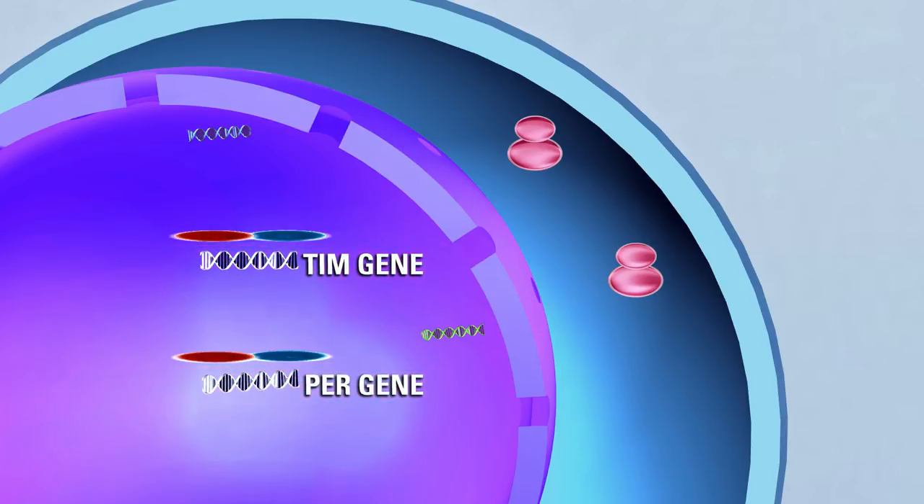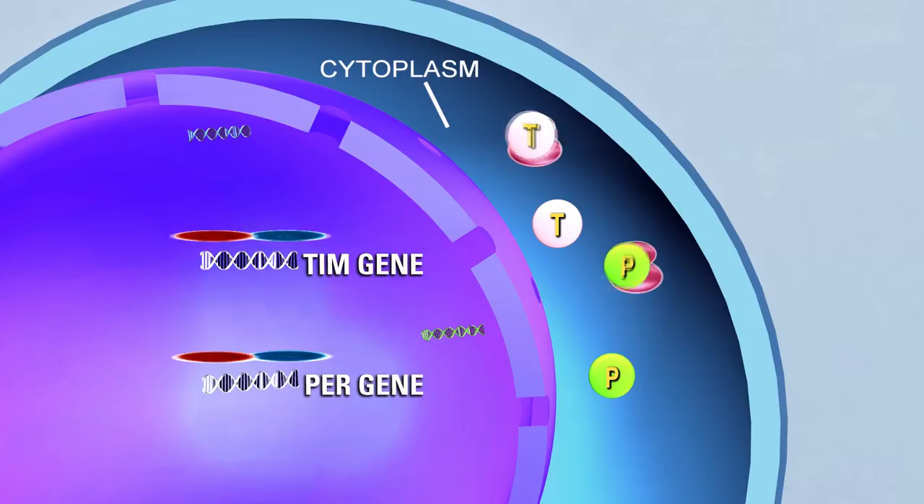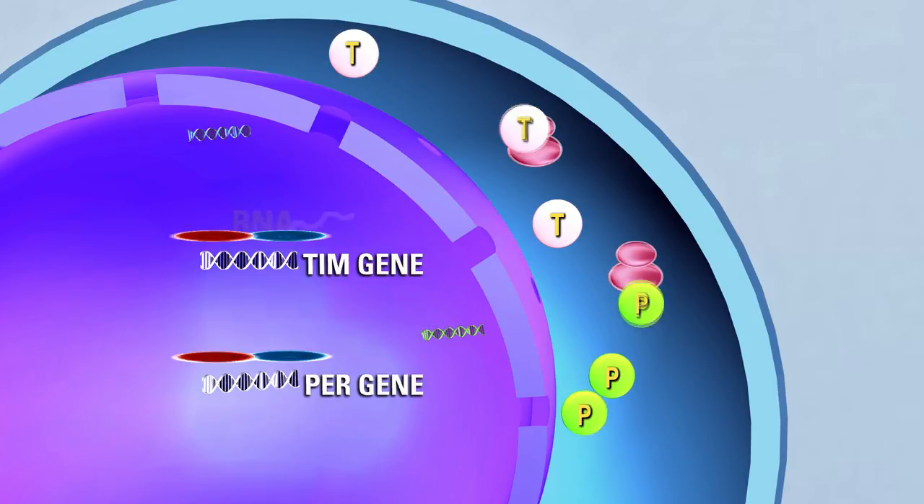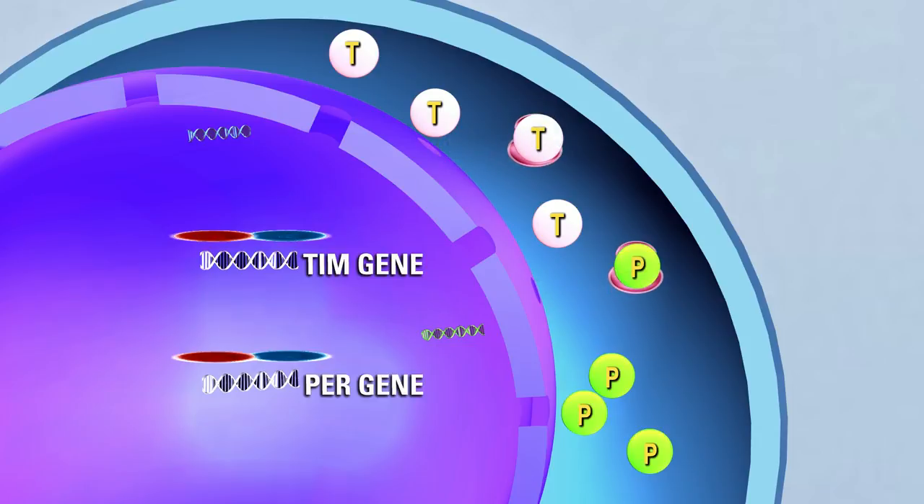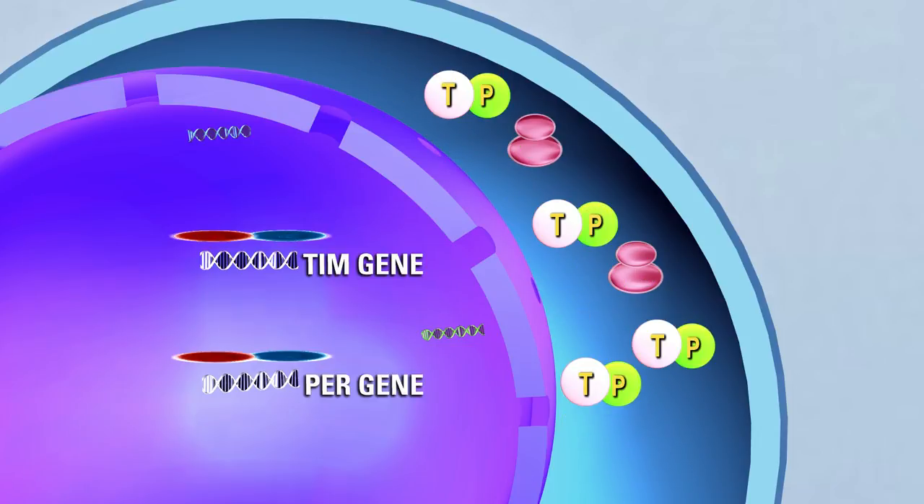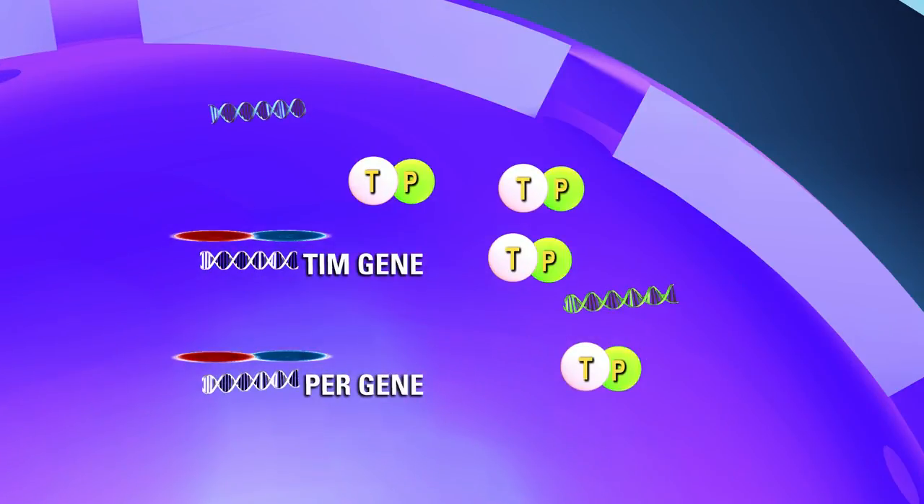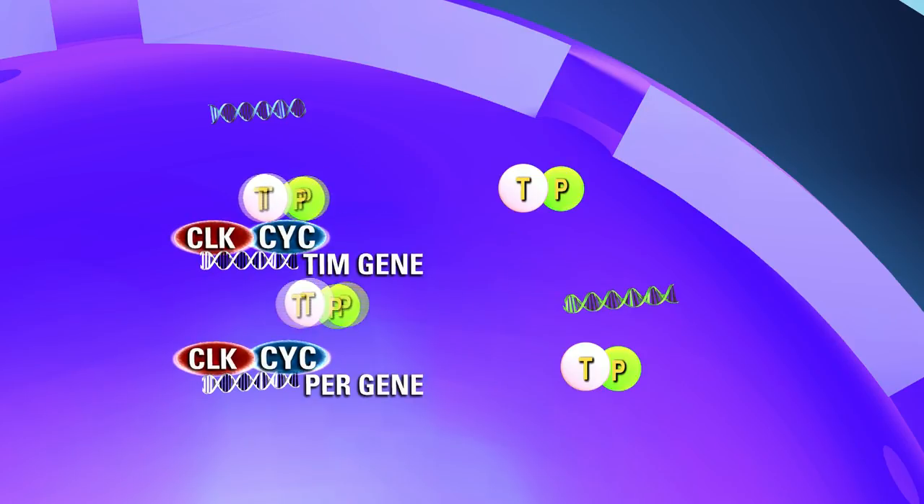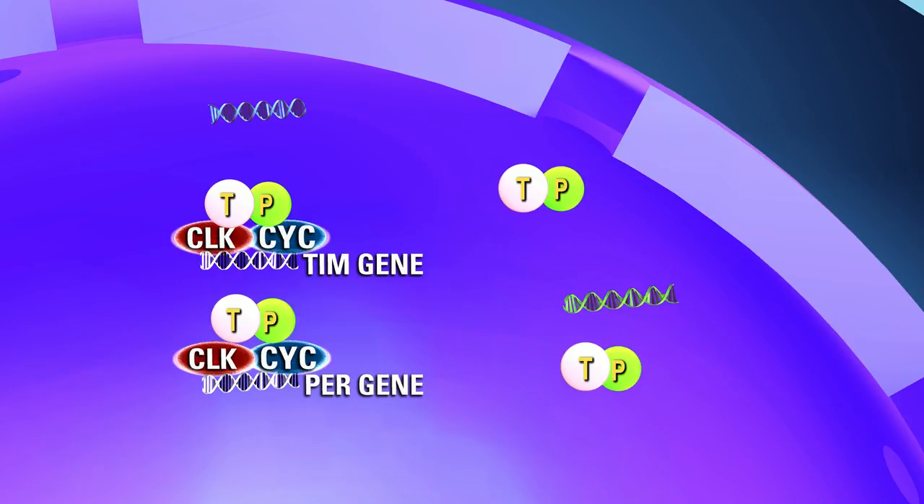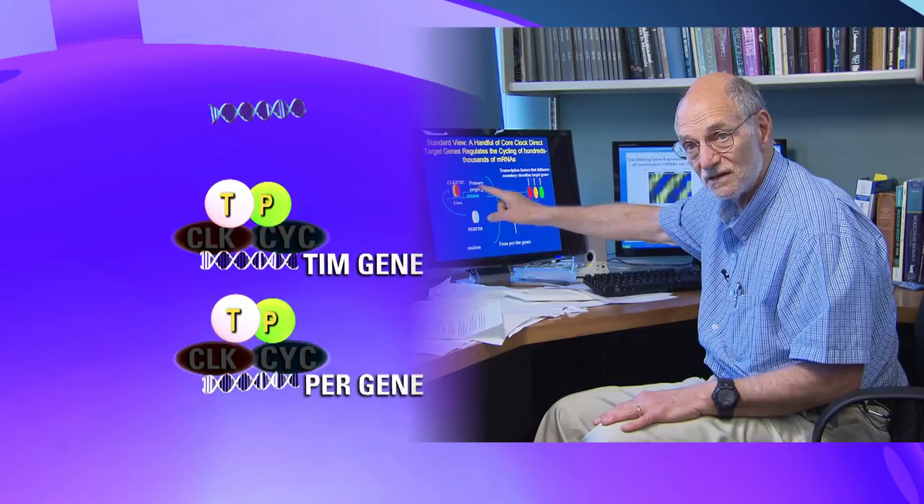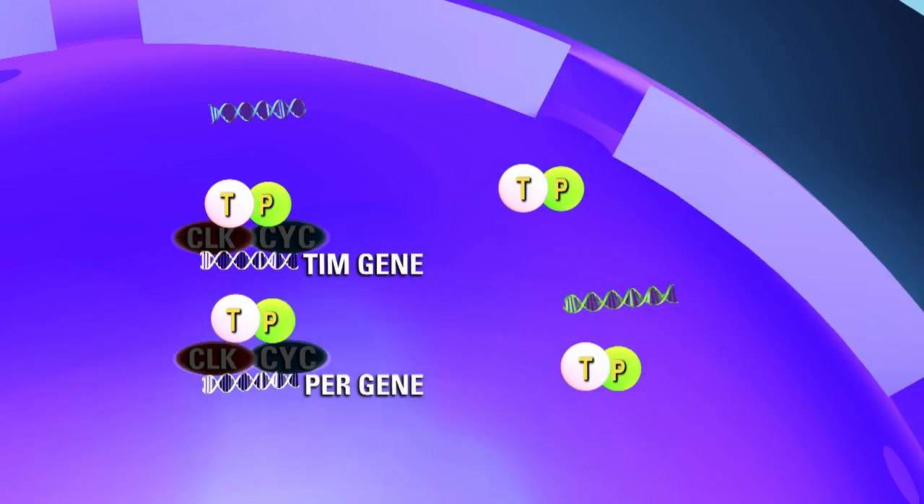RNA from the period and timeless genes leaves the cell nucleus. A code carried by the RNA is used to make period and timeless proteins in the cytoplasm. When enough of these proteins have gathered, the Young Lab found they combine and turn into period timeless complexes that can return to the nucleus. When they return, two other clock genes found by the Hall and Rosbash labs, called clock and cycle, are in contact with the period and timeless genes, causing them to produce RNA. Period timeless complex will shut that down. So this is the feedback loop where these proteins go back into the nucleus and turn off transcription.